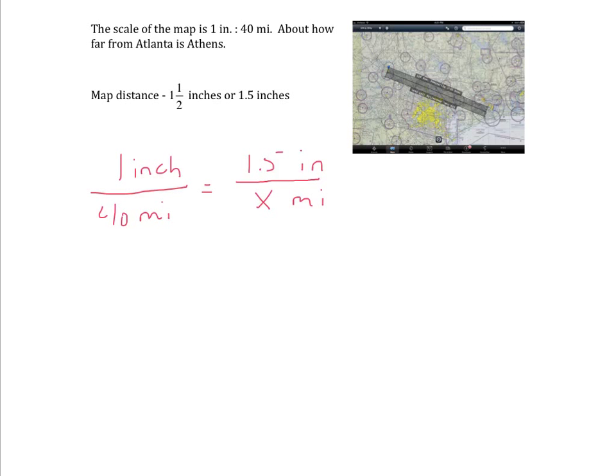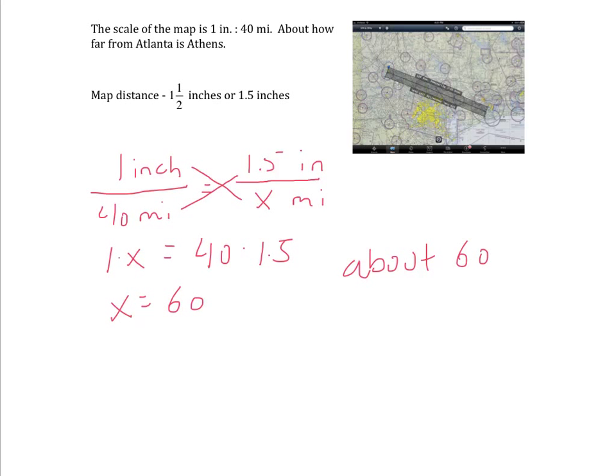So I have 1 inch times x. So 1 times x, I'm just doing the cross products here, and then 40 times 1.5. And this should help solve for what x is. So 1 times x is just x, and 40 times 1.5 is 60. So the distance between Atlanta and Athens is about 60 miles.